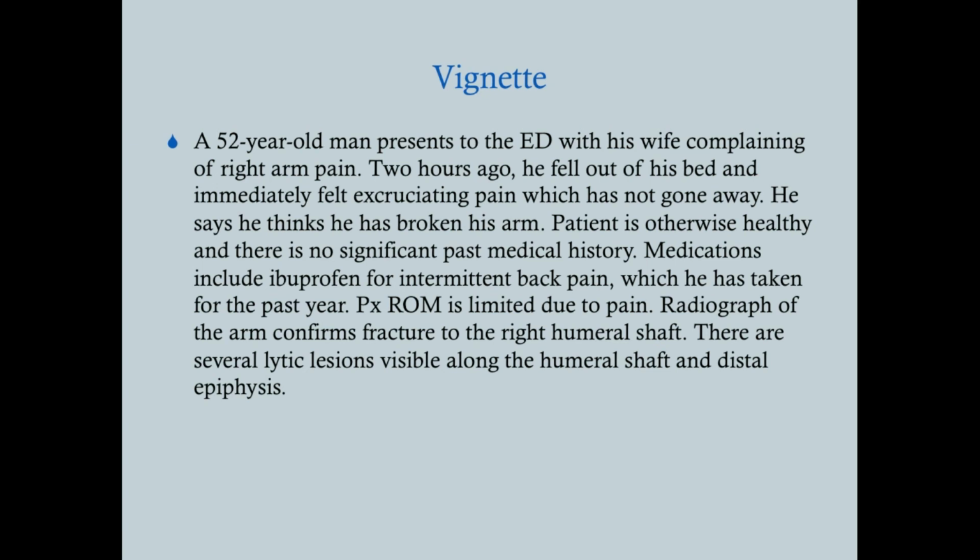The patient is otherwise healthy and there's no significant past medical history. Medications include ibuprofen for intermittent back pain, which he's taken for the past year. Physical exam reveals a range of motion of the right arm, which is limited due to pain. Radiograph of the arm confirms fracture to the right humeral shaft. There are several lytic lesions visible along the humeral shaft and distal epiphysis.